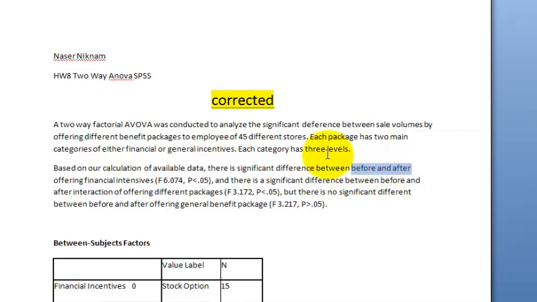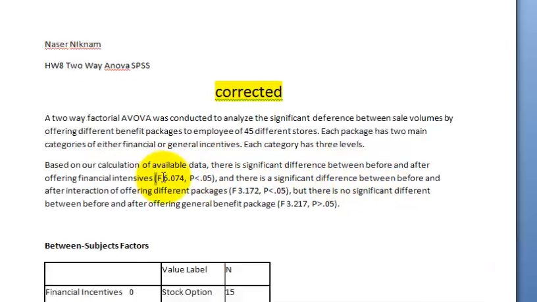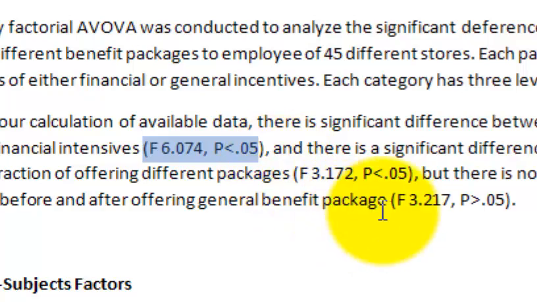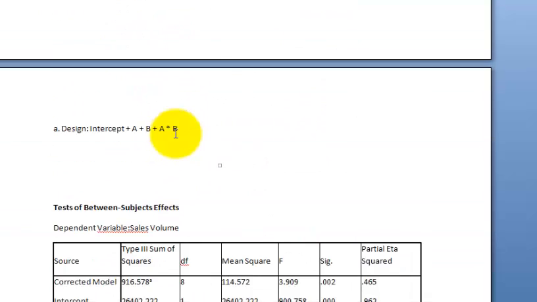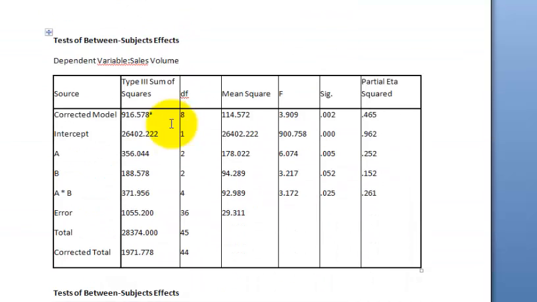You don't need to put the before and after. You could just put there was a significant difference between the financial incentives, and that is written up wrong. Let me show you how to write that up. So you're going to scroll down to your ANOVA box, right? Your test of between subjects box.